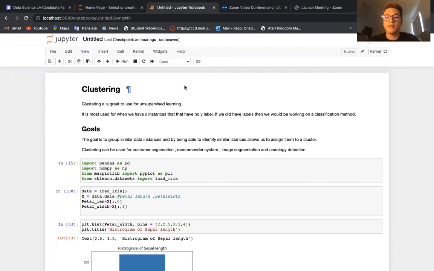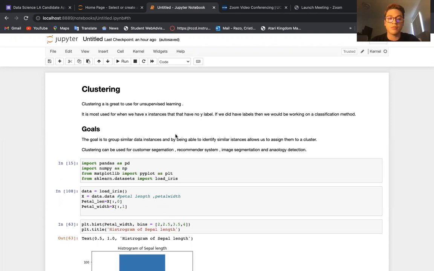If we did have labels, then we'd be working on a classification method such as logistic regression or something of that sort. But since we don't have labels, then we would look at it as unsupervised learning, and mostly we would go into clustering to find similar instances. So the goal of clustering is to group similar data instances, and being able to identify similar instances allows us to assign them to a cluster.